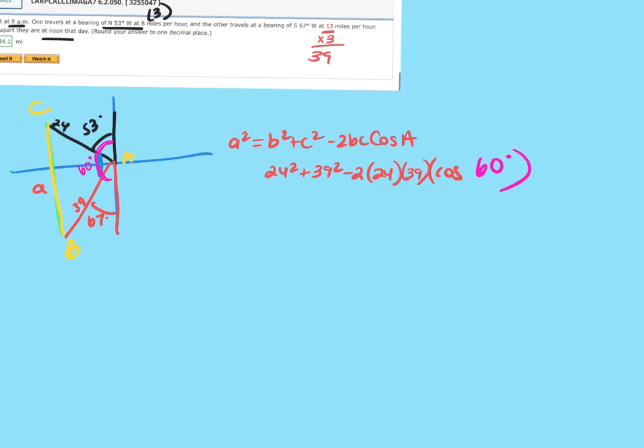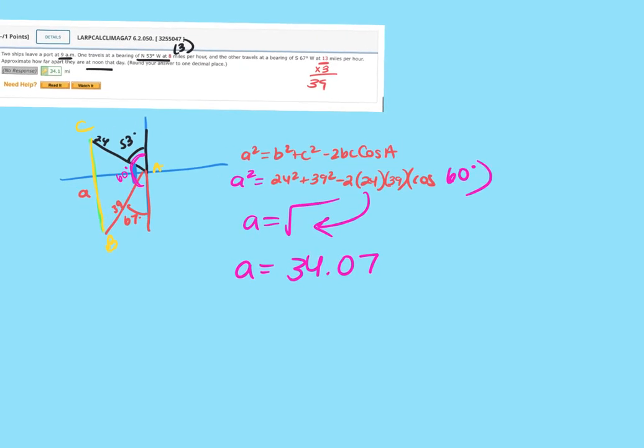So 24 squared plus 39 squared minus 2 times 24 times 39 times the cosine of 60 is 1,161, and that's my A squared. So I got to square root it. And A equals 34.07, specifically miles. It said round to 1 decimal place. So 34.1.